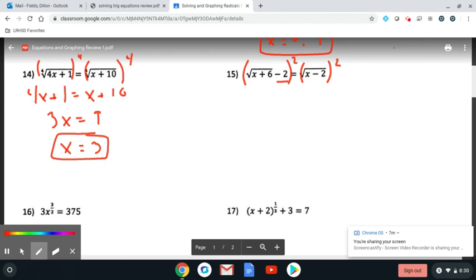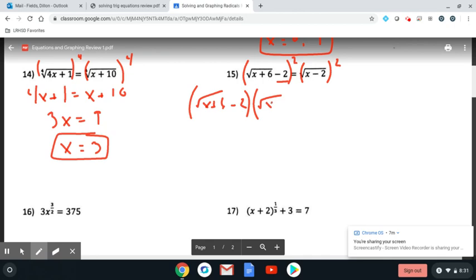Okay, now when you guys square the left side, just like we talked about on problem number 13, or this problem right above it, when you're squaring it, you really want to write out what it's representing. So I'm actually going to write this out twice. So I'm going to have the square root of x plus 6 minus 2 times the square root of x plus 6 minus 2. All right, and my right side is just going to be x minus 2.